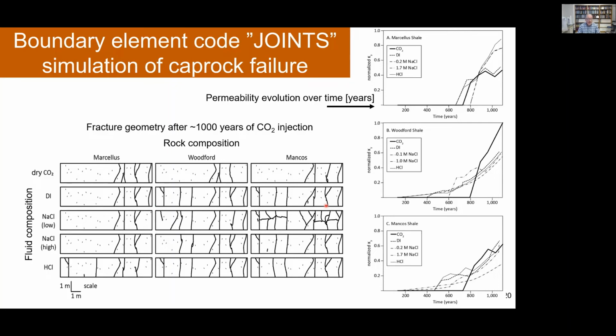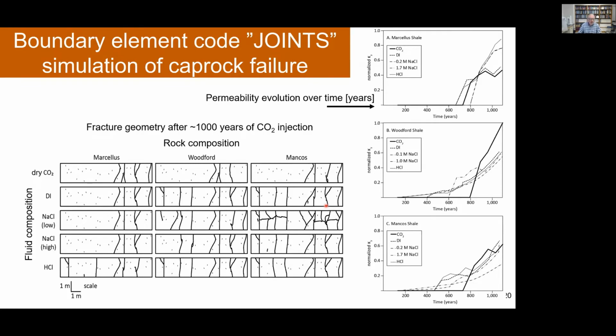Now, wrapping this up, how is this relevant for failure of a caprock? We have used a boundary element code that Dr. John Olson has developed over the years. It's called JOINTS, and it's maybe the only code that I know of that allows you to model subcritical fracture effects easily. So we can input the subcritical index and then apply a loading rate to the material and watch how the fractures grow over time.